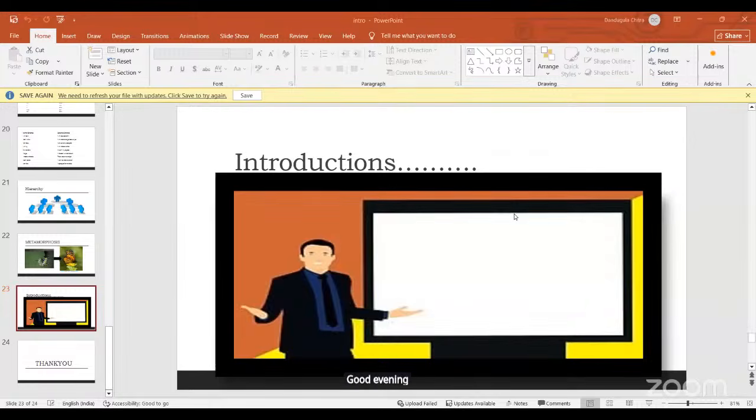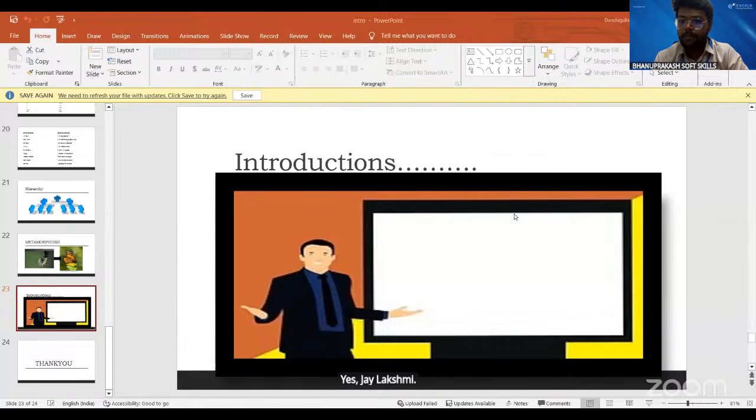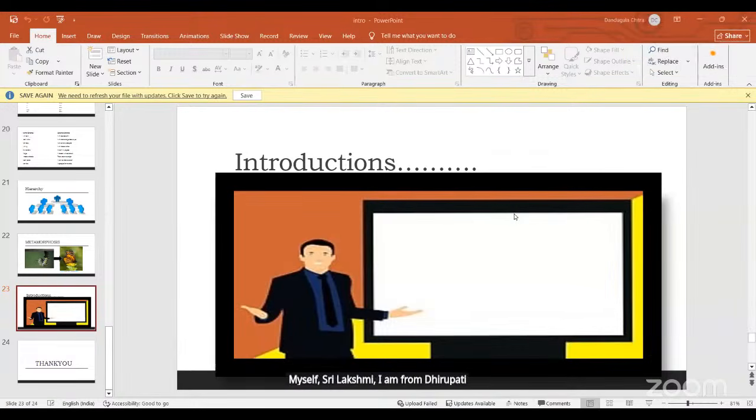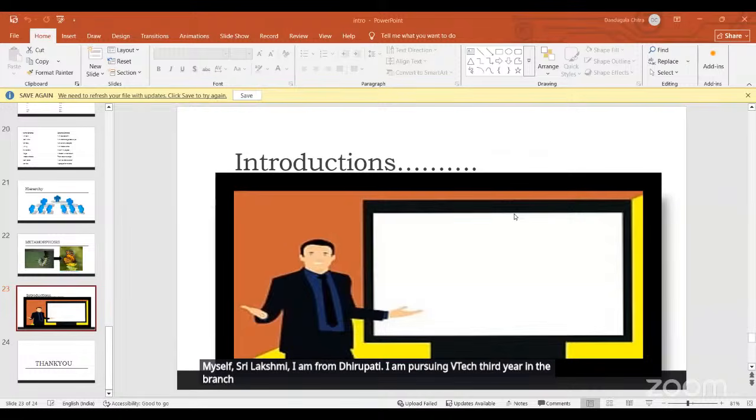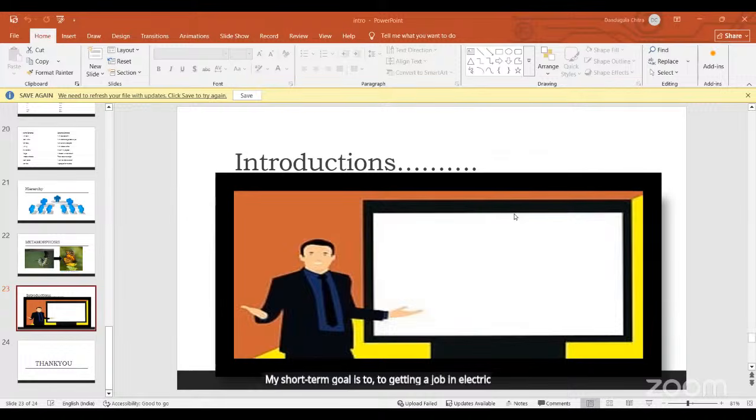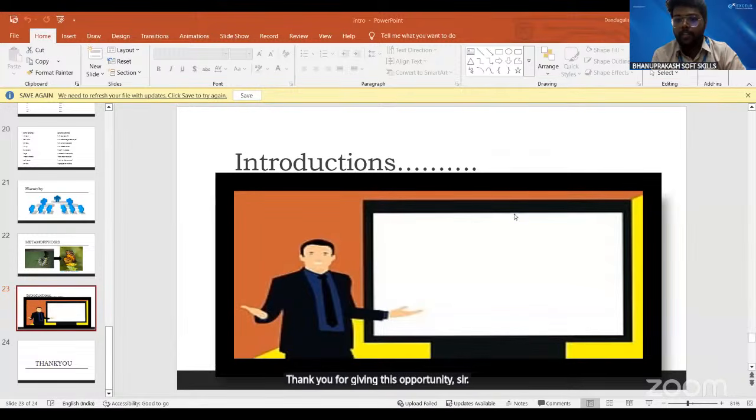Yes, good evening, sir. Myself, Jayalakshmi. I am from Tirupati. I am pursuing BTech third year in the branch of Electrical and Electronics Engineering in the Siddhartha College. My short-term goal is to get a job as an assistant engineer in the electrical branch, and my long-term goal is to settle well. My strength is my positive attitude. Thank you for giving this opportunity, sir. Very well tried, Jayalakshmi. Thank you so much.